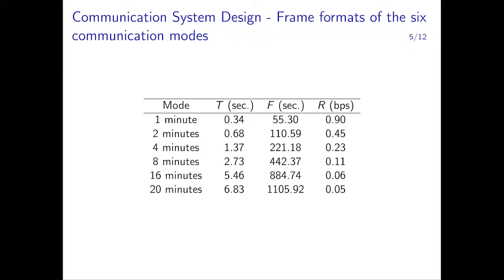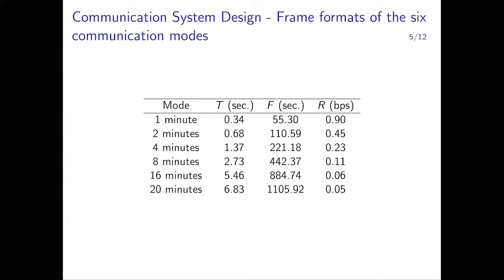So if I take the first line, for example, the 1 minute mode, each symbol is 0.34 seconds. Okay, almost just slightly above a second. The frame duration is 55.3 seconds. So it takes almost 1 minute to send 162 symbols that embed 50 data bits. So actually the data rate is just slightly less than 1 bit per second, 0.9 bit per second. And it goes like that from the 1 minute to the 20 minute mode.